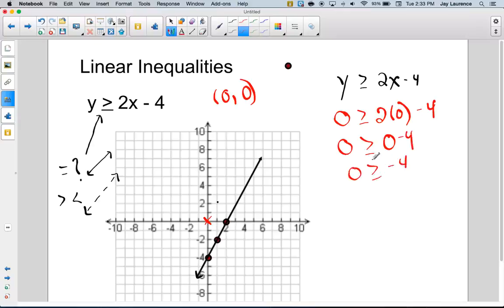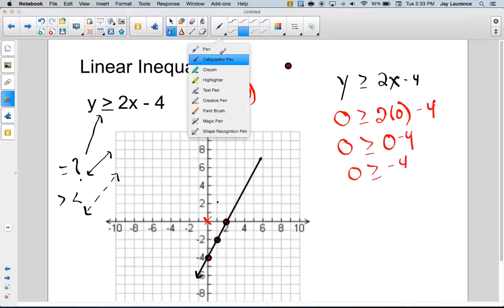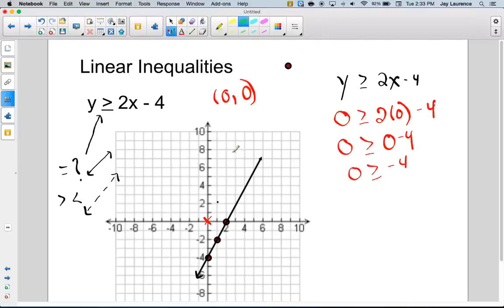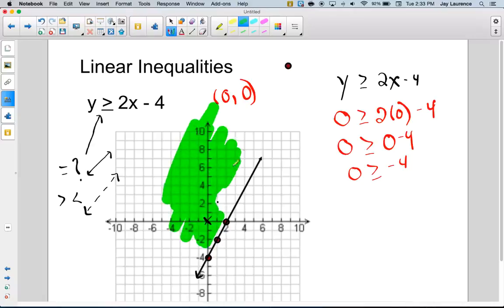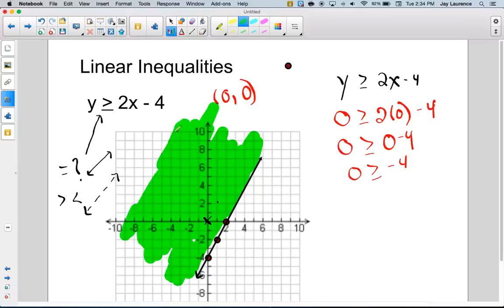Is 0 greater than -4? It sure is. So I'm going to shade everything over here. Any point you pick on this side of the line will yield a true statement, guaranteed. If you like, I'll pick a point on the other side of the line and I'll show you how it ends up being false.